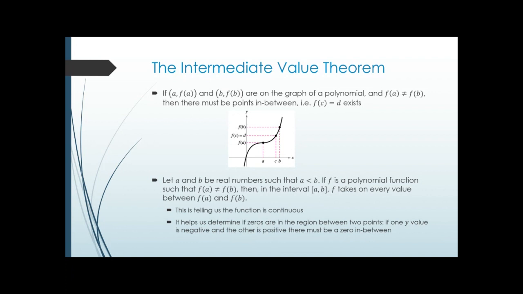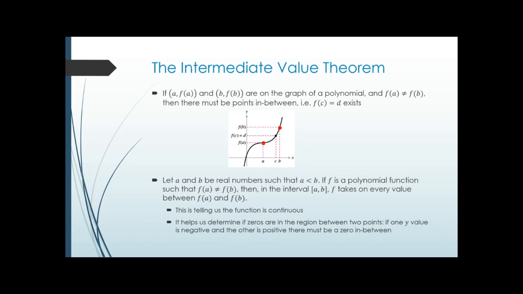So it says if A and f of A, so that's just saying that we have some point here, and then B and f of B, so that's just giving us another point here. If they are on the graph, and they're not equal to each other, so it's not a flat line, then it's just saying, okay, there has to be a point in between there. And we know that because our polynomials don't have gaps, so there has to be some point in between those 2 points. We don't know where it is, we just know there has to be something because we have to be able to connect those 2 points.